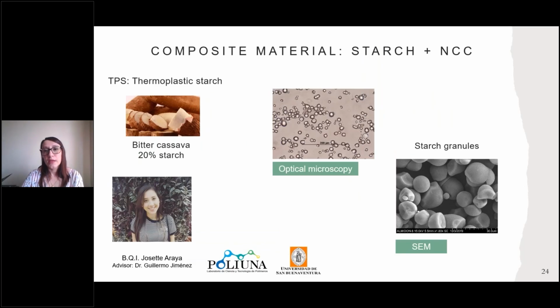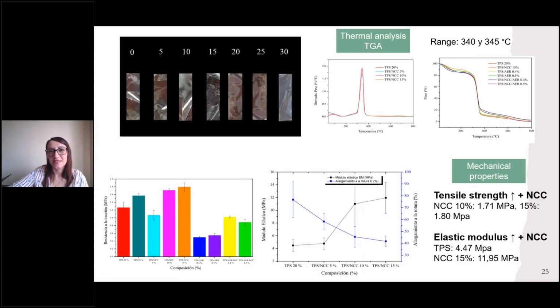Also, we use this NCC material for starch matrices to make composite materials. This starch is extracted from this bitter cassava that is not used for eating. It's not edible. And here are some pictures, optical and SEM images, of the starch granules in this variety. Here are some images of the materials obtained.